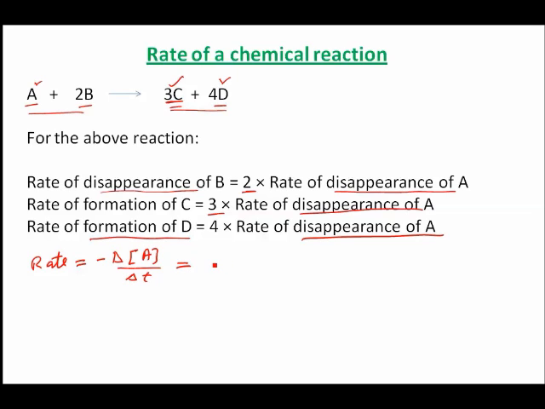So the rate of reaction in terms of B is again minus, with a factor of 1 by 2 because the coefficient is 2, change in concentration of B by delta T. In terms of C it will be plus 1 by 3 change in concentration of C by delta T, and in terms of D plus 1 by 4 change in concentration of D by delta T.